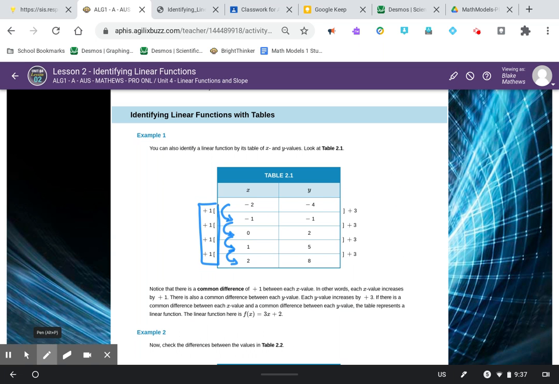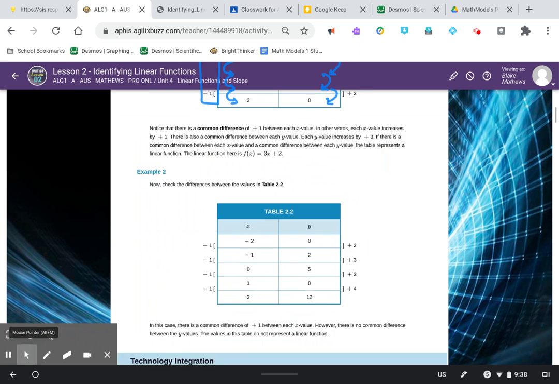It's consistent, and it is paired with a consistent change in y. There is a consistent change in y of plus 3 for each consecutive y value. This is what we're looking for when we look at linear functions. We want the changes to stay consistent and to be matched. Each change is going to be 1 up for the x, 3 up for the y. So that stays consistent. That's one main component.